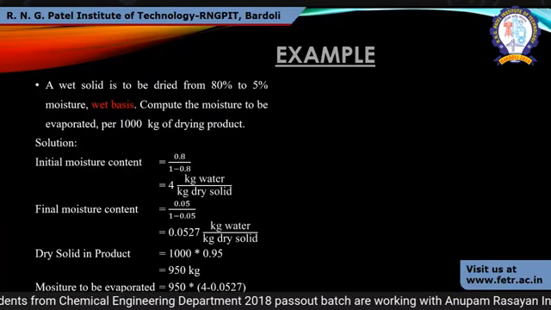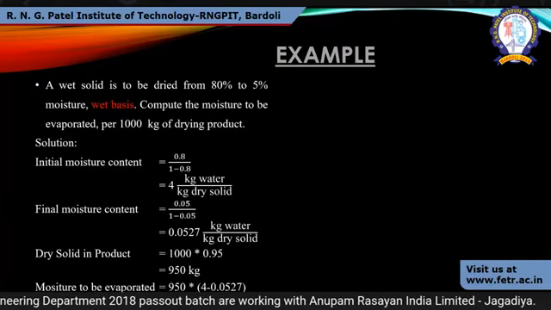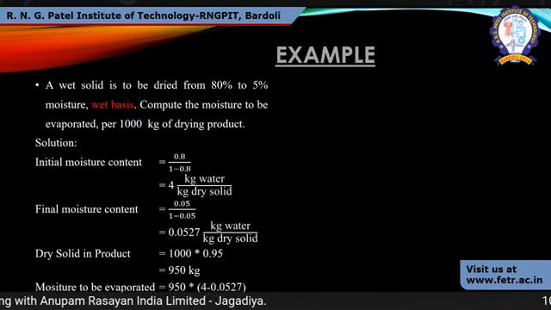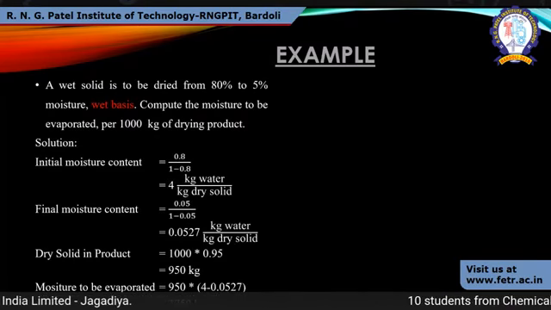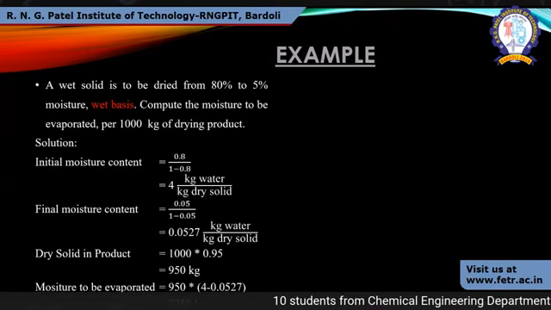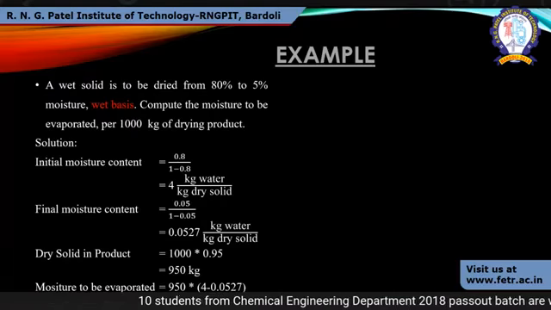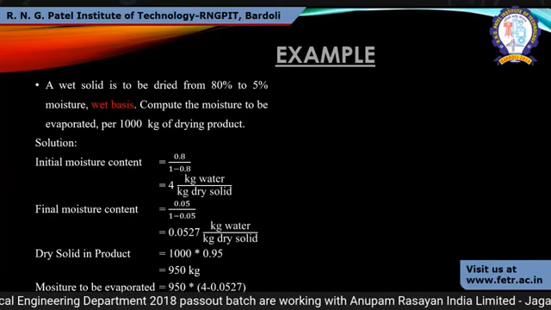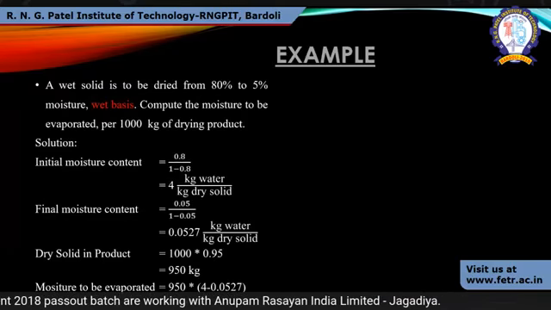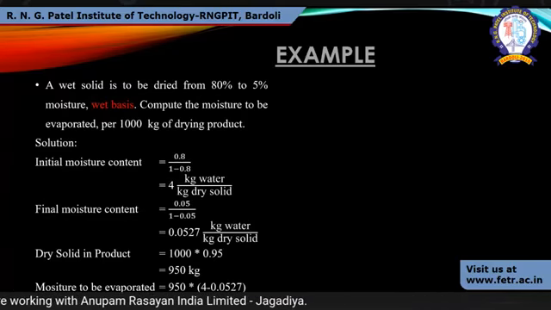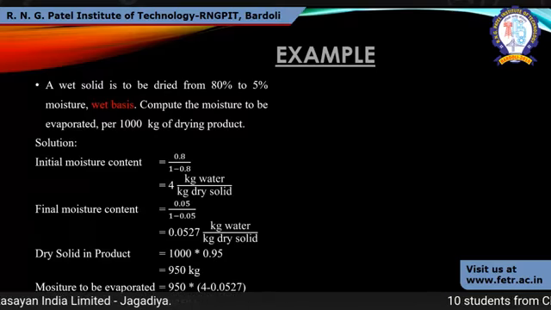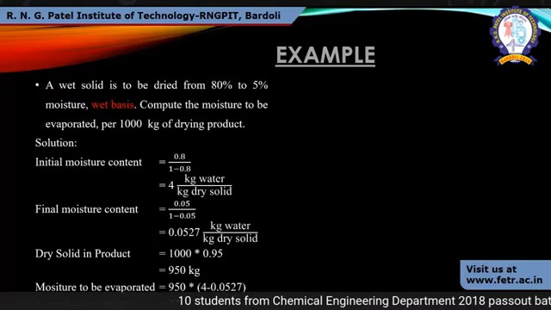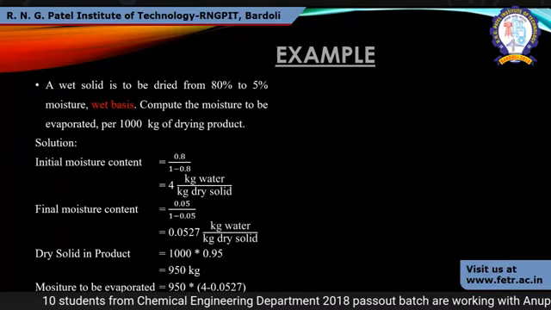Now we need to get 1000 kilogram of dry product that has 5% moisture, right? So how much dry solid is in it? So 1000 into 0.95. So that is 950 kilograms, right? This 950 kilograms is the dry solid available in the product. This dry solid is the dry material. So initially also it will be 950 kilograms. Finally it will be 950 kilograms.